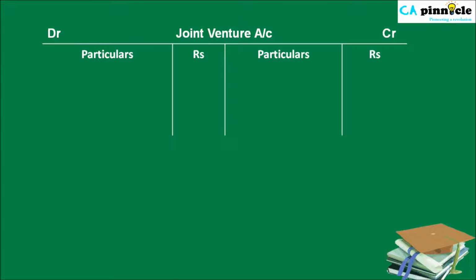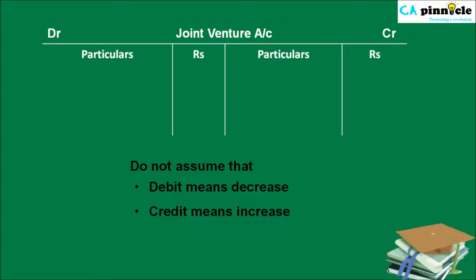Let's look at a regular T account. Anything which is entered on the left side of the T account is said to be debited to that account. Anything which is entered on the right side of the T account is said to be credited to that account. Do not assume that debit means decrease or credit means increase. Debit simply means left and credit simply means right.